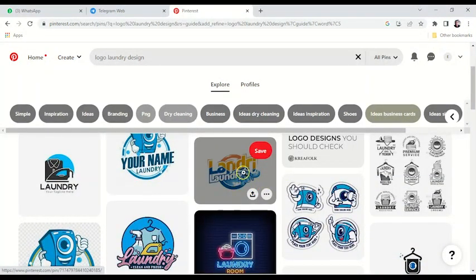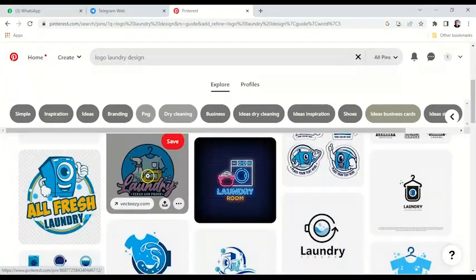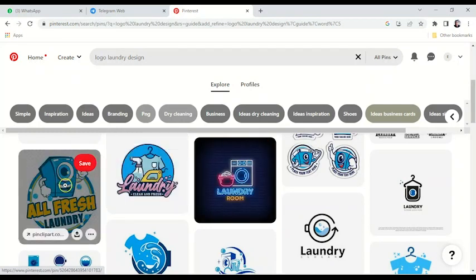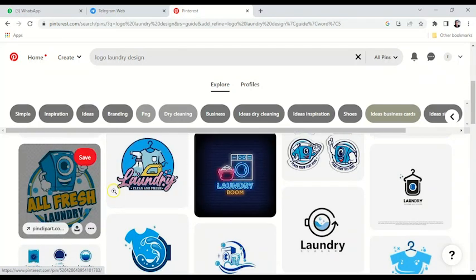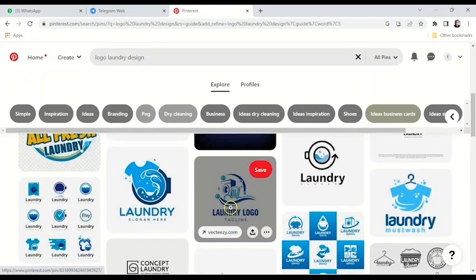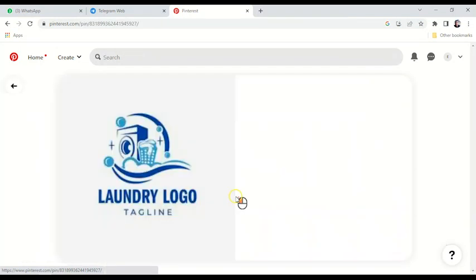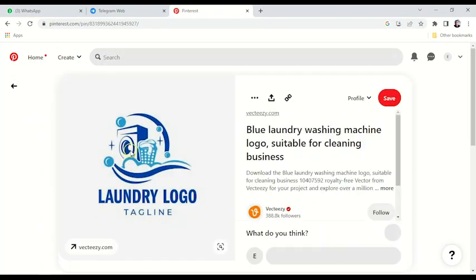Wonderful. So this person used a word mark with some pictorial addition. This is a word mark logo, and this one is also a word mark, a pictorial logo, and this is a pictorial logo and word mark combined together. And this one is beautiful. This one has just a washing machine and clothes beside it, and then the name of the logo all beside it.